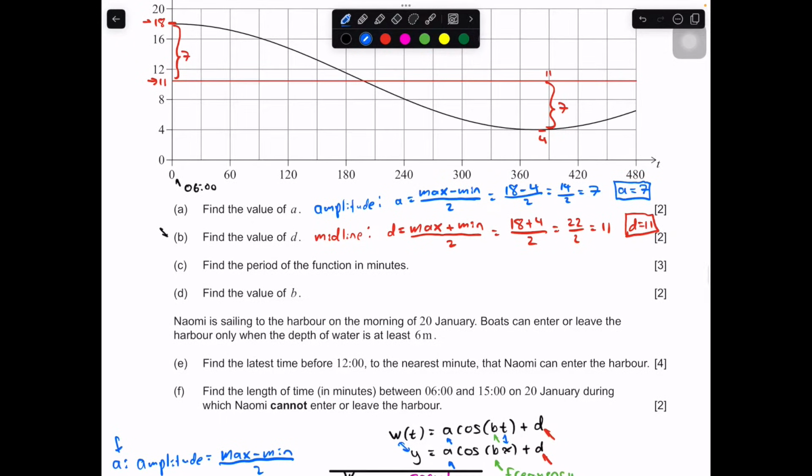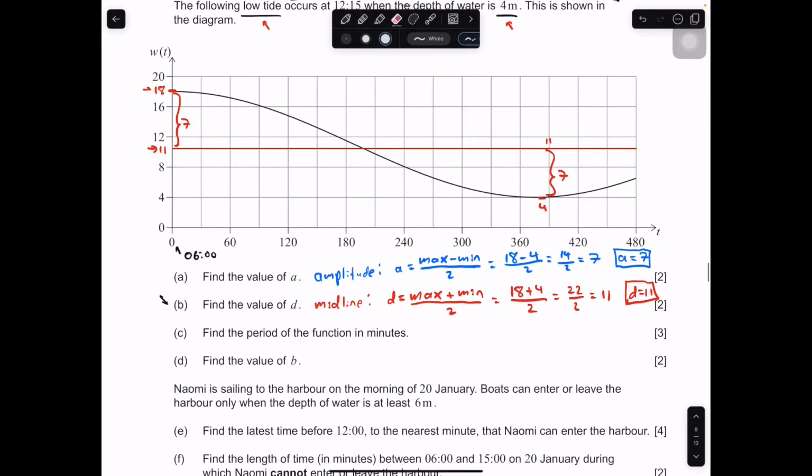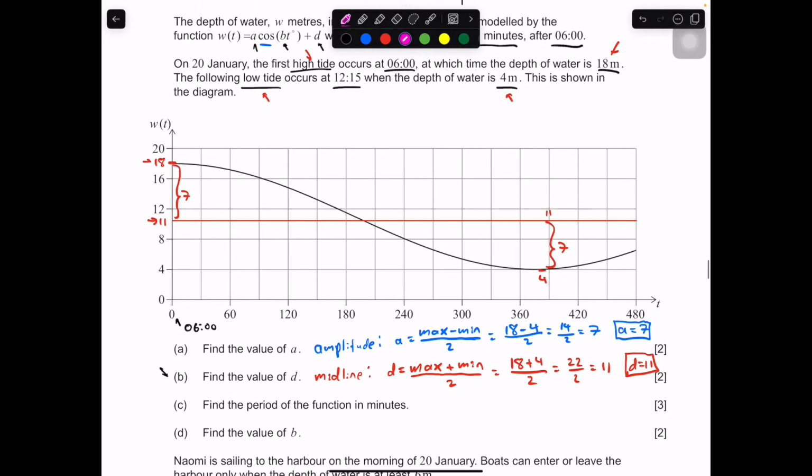Okay, the period of the function. Let's ask ourselves, how long does it take to go through one complete cycle? This one's actually a little more challenging. We can see it's even 3 marks, so there's going to be some extra computation involved, something extra in terms of the process. So let's ask ourselves the question.